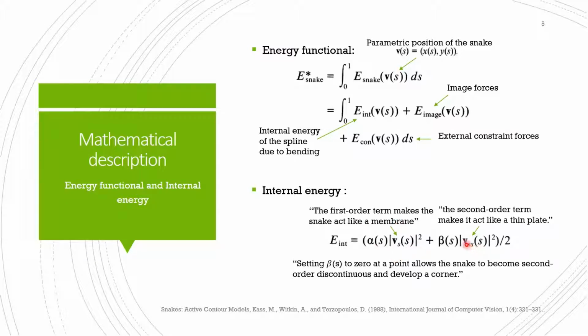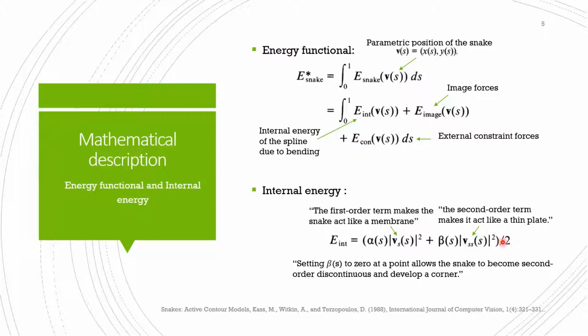And this, sorry, this is the second order derivative of Vs, that is the rate of change between two adjacent points in the snake. So if they are moving in two different directions, then this term will be more. So this term adds to the stiffness of the snake. It makes the snake act like a thin plate.